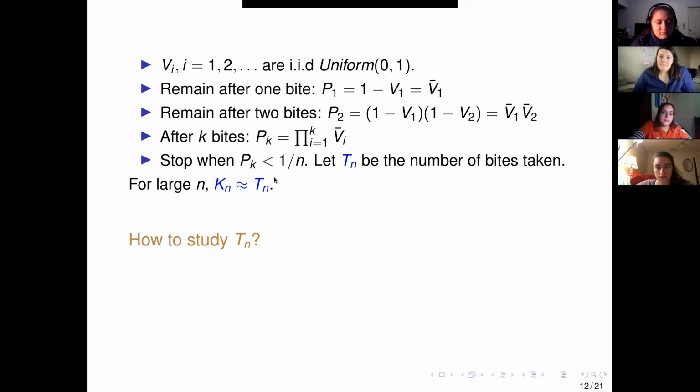So instead, I just say I need some work to quantify this, but intuitively it's easy to see that the number of parts in my random partition, Kn, is approximately equal to the number of times that I take a continuous bite from this chocolate. Okay, so now I'm in great shape.